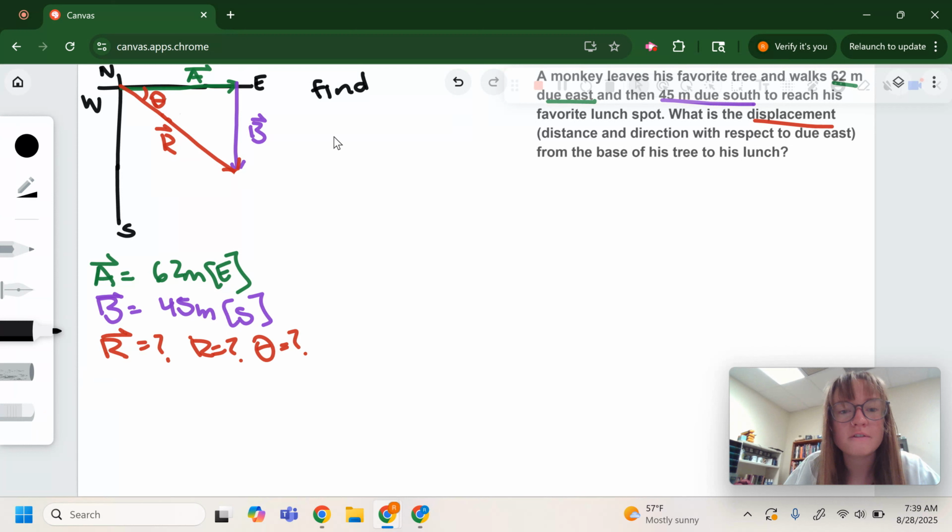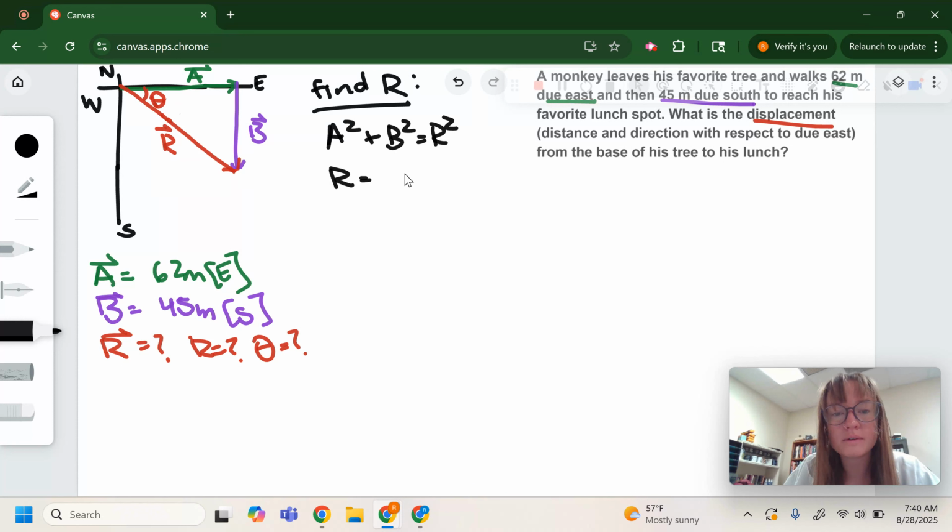To find the magnitude of R, we start with the Pythagorean theorem. We say a squared plus b squared is equal to r squared. Then we rearrange to solve for r. When we do, we get r is equal to the square root of a squared plus b squared. Then we can plug in numbers. When we plug in numbers, of course, we always plug them in with units.